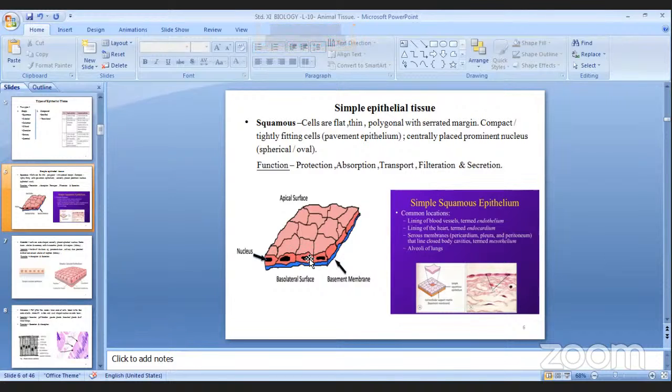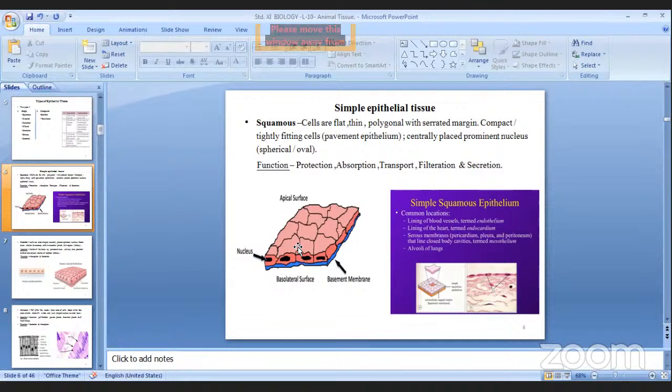These are the cells. These have a centrally placed nucleus. This blue colored line you can see is nothing but the basement membrane. It does not have any partitions in between. That I told you in the beginning, that it is a non-cellular membrane. And then these are the cells which have a centrally placed large nucleus.